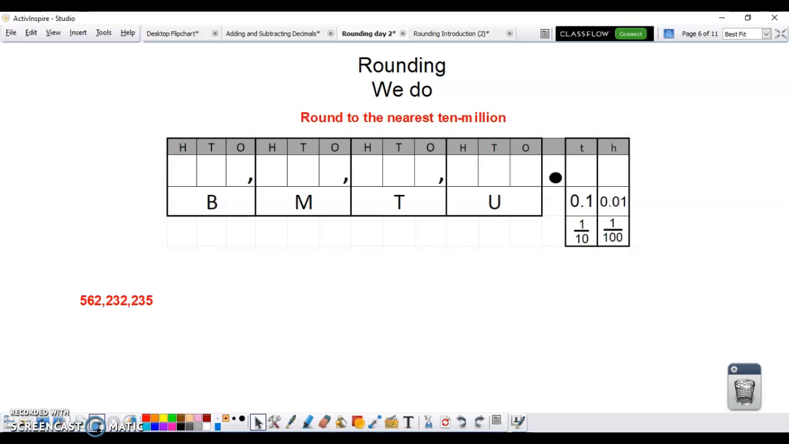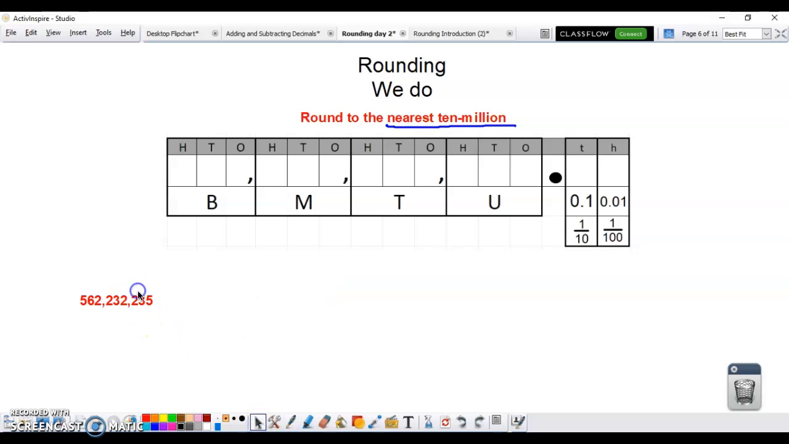Okay, now we're going to try another problem, and we're rounding to the nearest 10 million. As you know, we have to group these numbers into threes. We don't have billions, so we don't have to worry about that right now. But we do have millions, thousands, and our single units. And our number is 562,232,235.